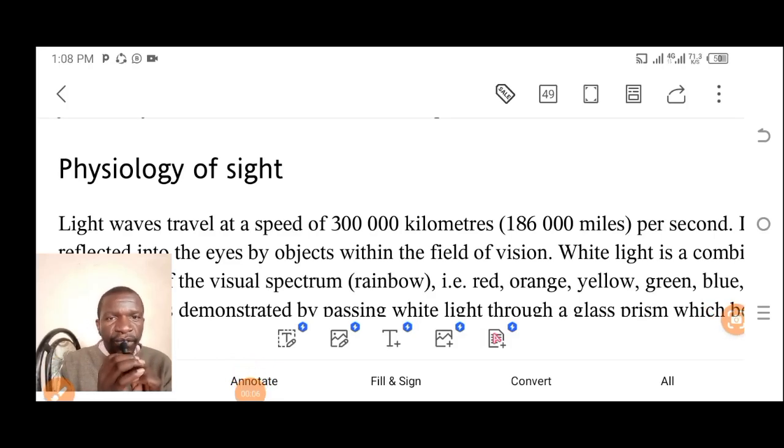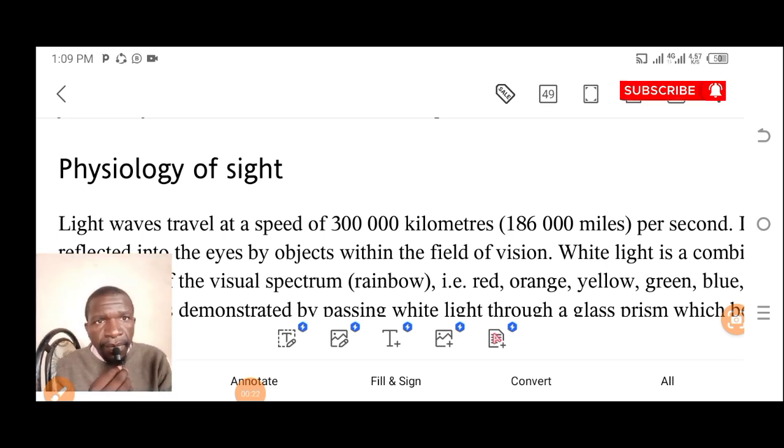Today we are looking at the physiology of sight. Since last time we covered the physiology of hearing under the special senses, today I thought we should focus on the physiology of sight, which is also part of the special senses.